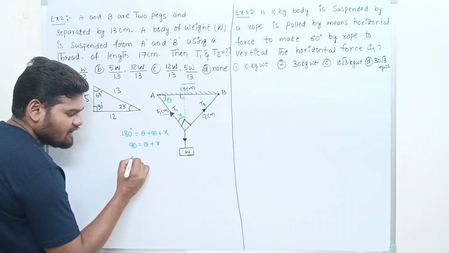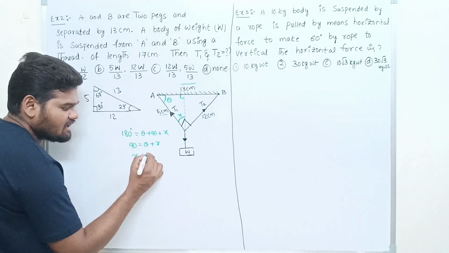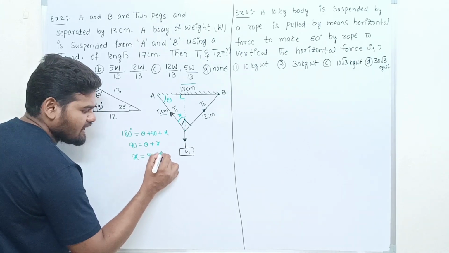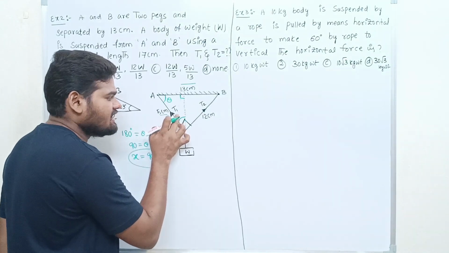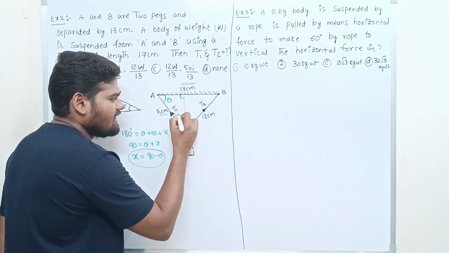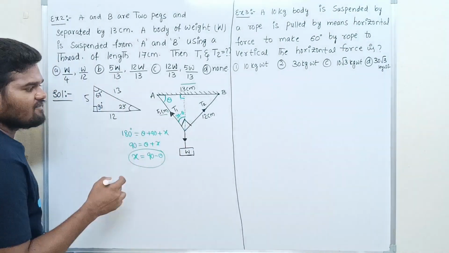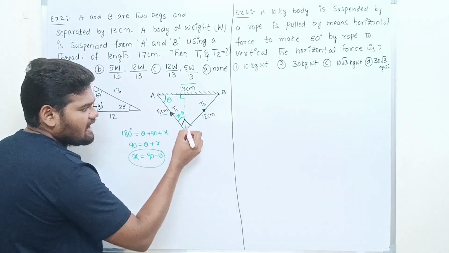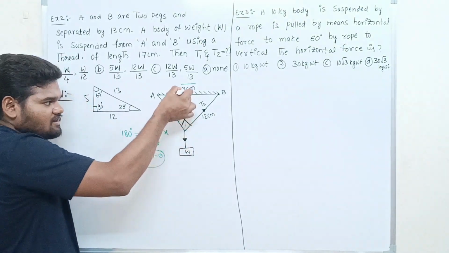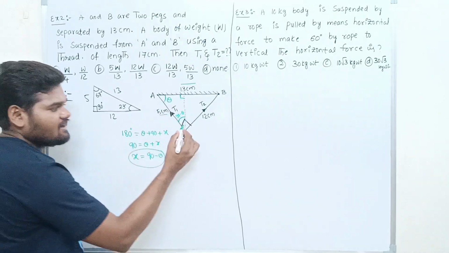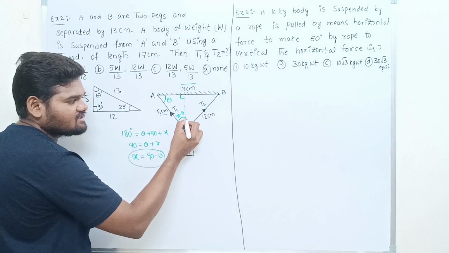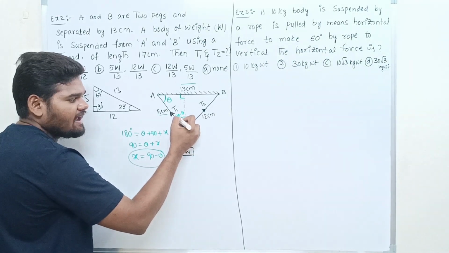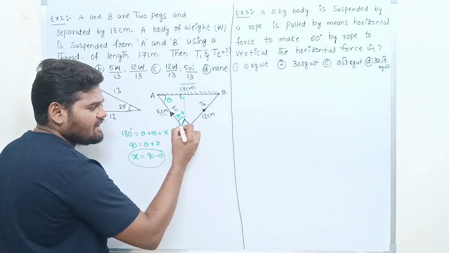What we need is x. Then x is equal to, if theta comes to this side, 90 minus theta. Now the angle here is 90 minus theta. Have a look. This vertical line, this total angle is 180 degrees. From here to here, we have 90 minus theta.